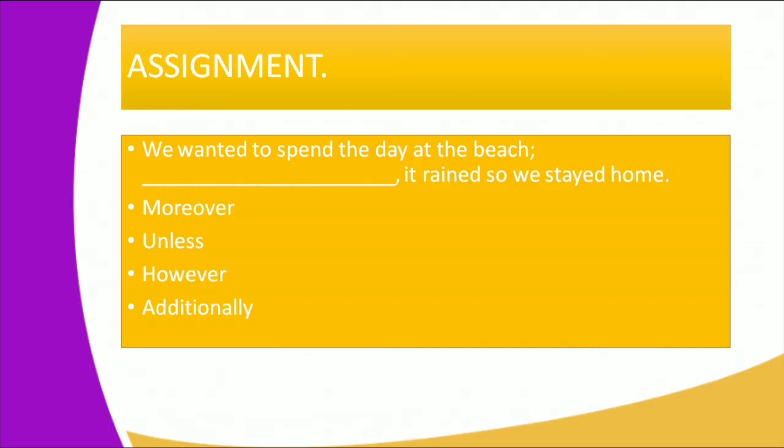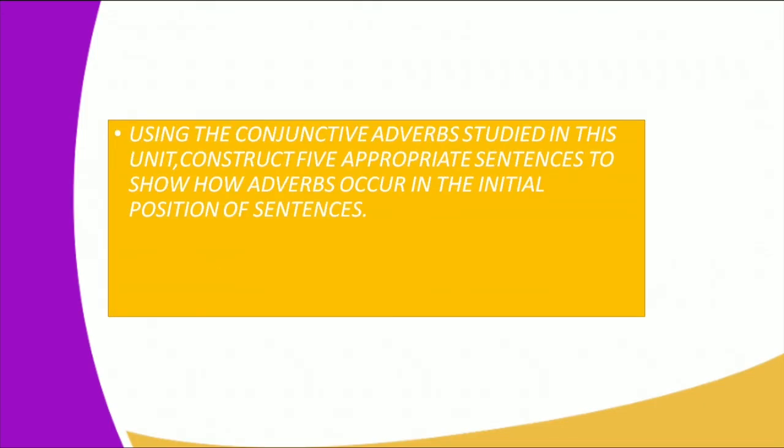And next, we have, use the conjunctive adverbs studied in this unit. I hope you are noting them somewhere or you can remember some. Using the conjunctive adverbs studied in this unit, construct 5 appropriate sentences to show how adverbs occur in the initial position of sentences. That's all we had for today.